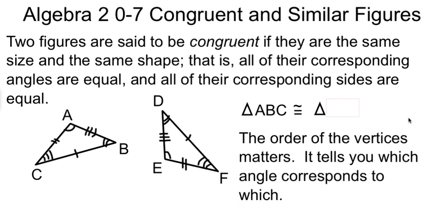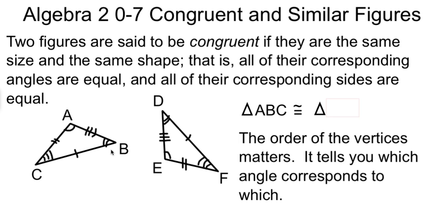Now, the order of the vertices matters, because the order tells you which one corresponds to which. So we need to figure out the right order for our second triangle over here. We picked ABC for the first one. The first one you can pick any way you want to, then the second one has to match. A is marked with the single mark. Which angle over here is marked with the single mark? E.